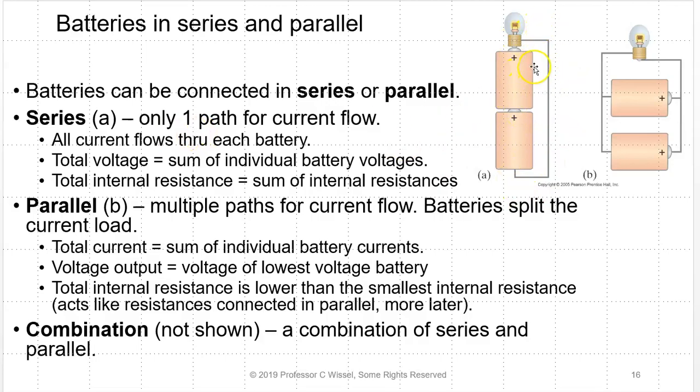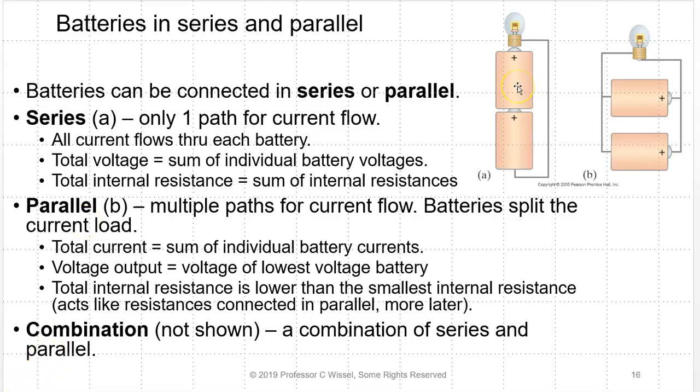All of the current flows through each battery. The total voltage is the sum of the individual battery voltages. So if this is a 1.5 volt D cell and that's a 1.5 volt D cell, the total voltage output is 3 volts. The total internal resistance is the sum of the internal resistances.